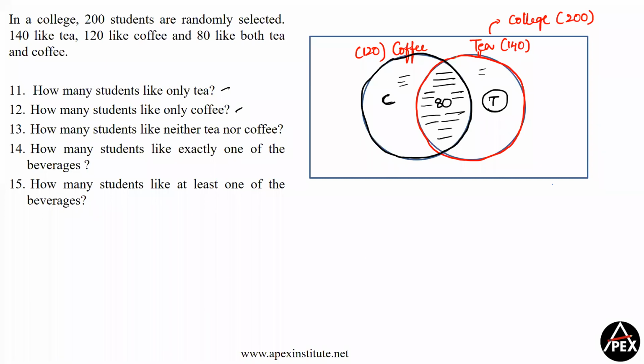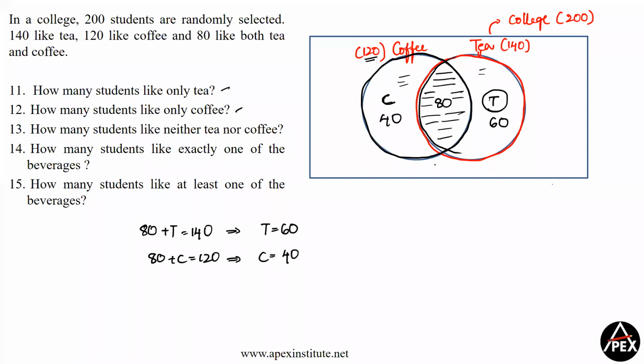So this entire region represents 140 people. So 80 plus T is equal to 140, which implies T is equal to 60. So the value of T is 60. Now this entire region represents 120 people. So 80 plus C is 120, and C is equal to 40 students. So out of these 140 students, only 60 like only tea. The remaining 80 students like both tea and coffee, isn't it? So the answer for the first question should be 60.